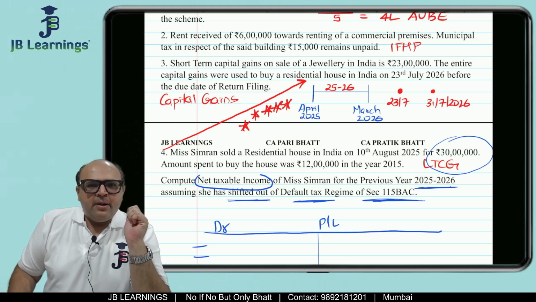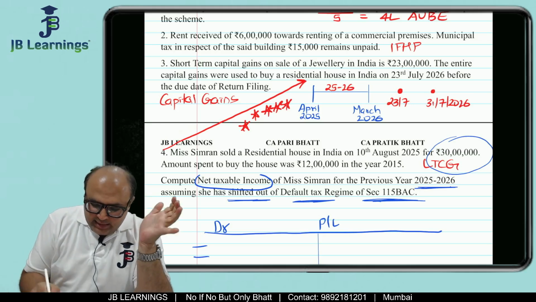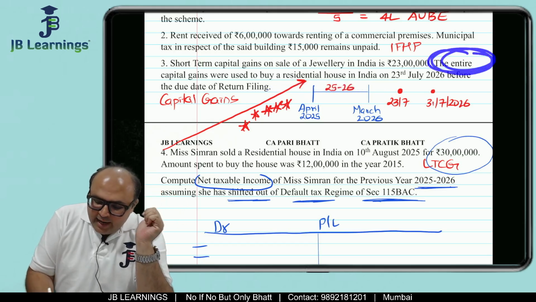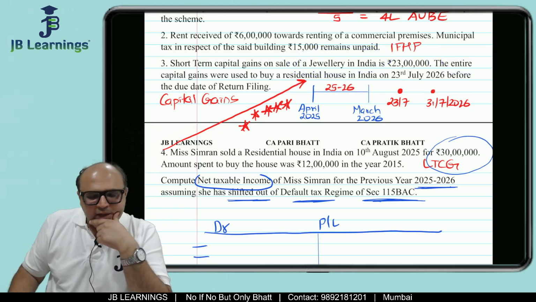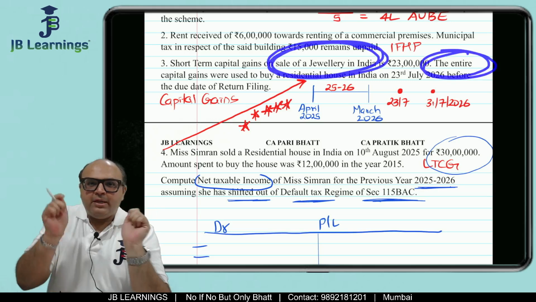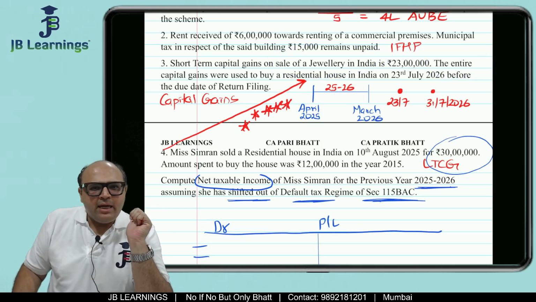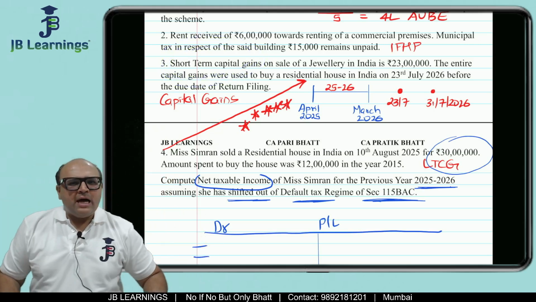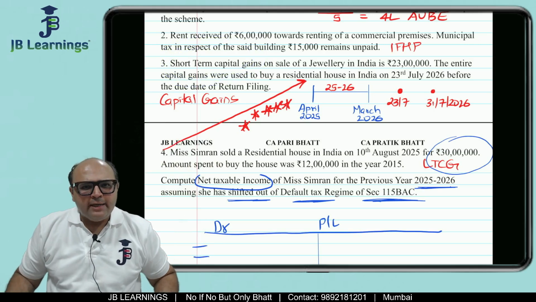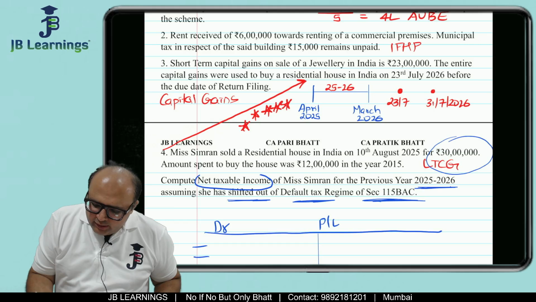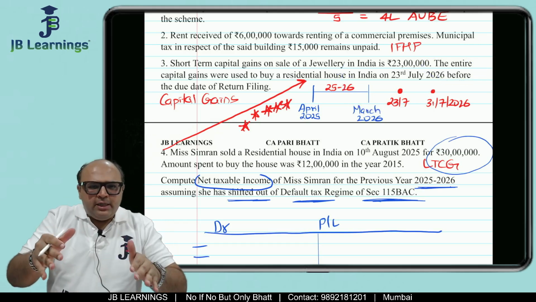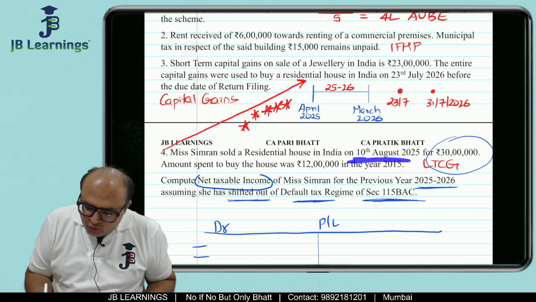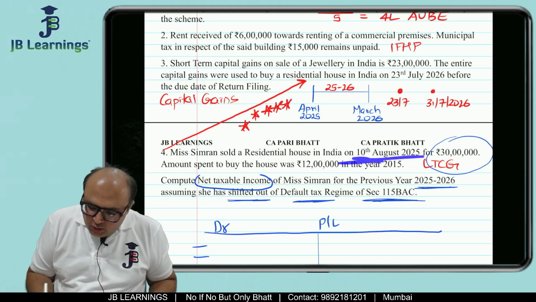I repeat, friends. I repeat once again, all my students. See, this residential house which was purchased, now they are saying the 23 lakh of the jewelry capital gain was used. But you could not exempt that capital gain of jewelry since it was a short term capital gain. But you know what is our purpose? Our purpose is to give maximum benefit to our client. So what we should advise to our client is, with this 23 lakh, you could not exempt your jewelry, but you can definitely exempt your residential house. Yes or no? So on 10th August 2025, this person sold a house.